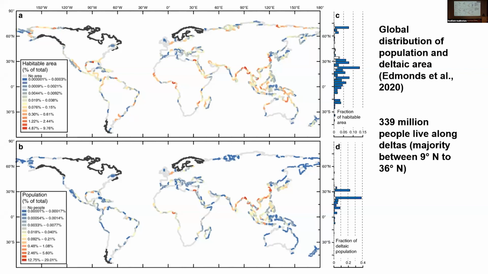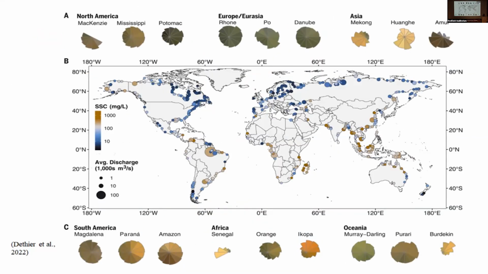So this is a figure of the global distribution of population in deltaic areas. And I'm going to go through these slides quickly so that we can start. We're a little over time. About 340 million people live along deltas, but mostly between 9 and 36 degrees north. Rivers supply a large portion of freshwater and sediment flux, which has to actually pass through a delta before it can make it into the open ocean.